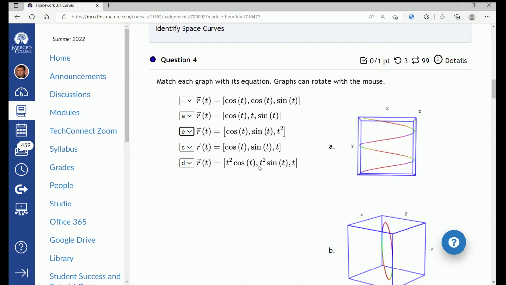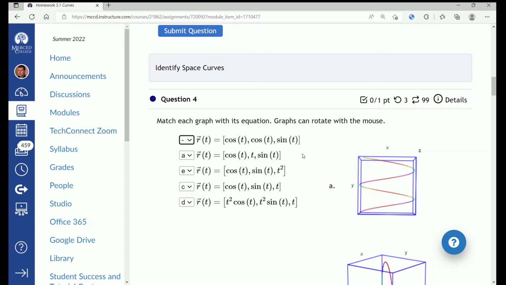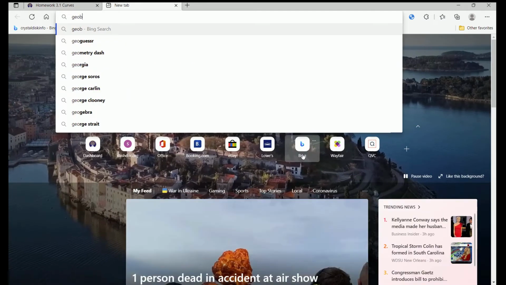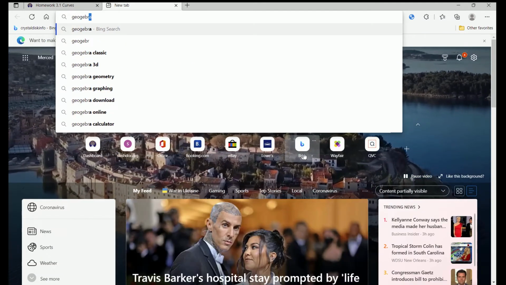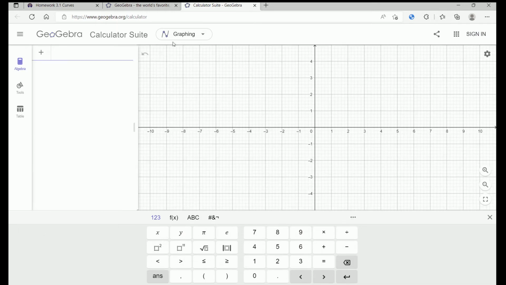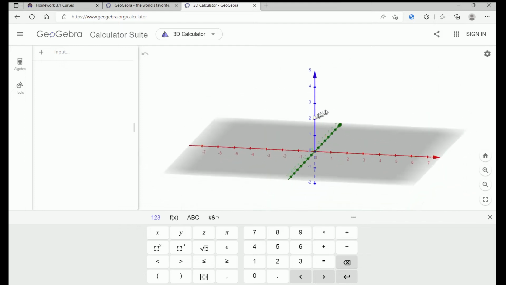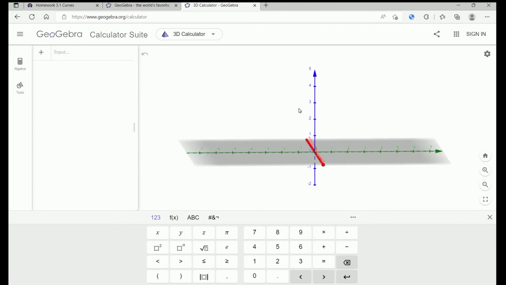Now, I wanted to talk through most of these before I went through graphing them, because you can graph these pretty easily on a computer. What you would do is go to geogebra.org, do Start Calculator, and then change graphing to 3D calculator. Okay. So you can plot lines, curves, surfaces, all kinds of things on GeoGebra.